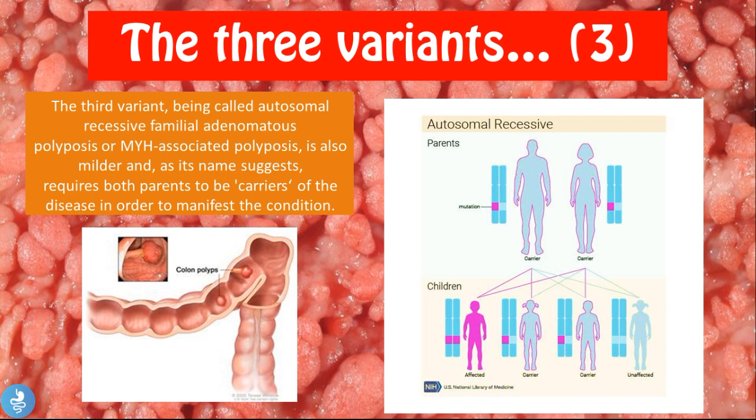And you can see here there's a 75% chance of these children being healthy, with a 25% chance of being unaffected and not a carrier, a 50% chance of just being carriers, and a 25% chance of being inevitably affected.